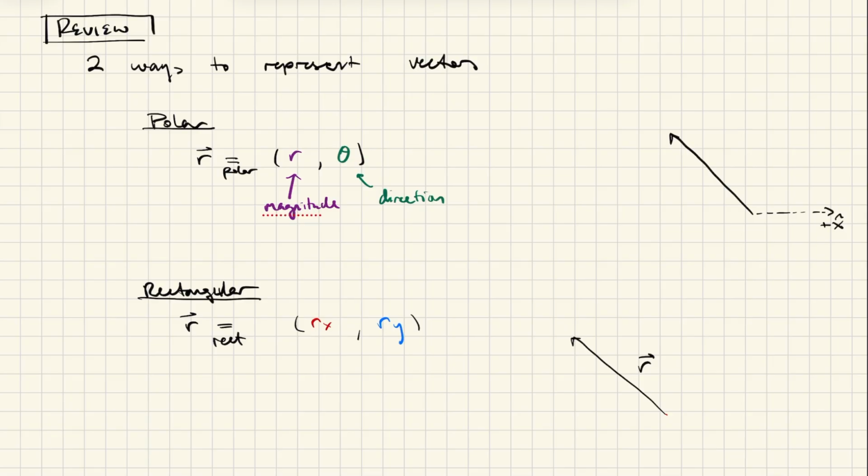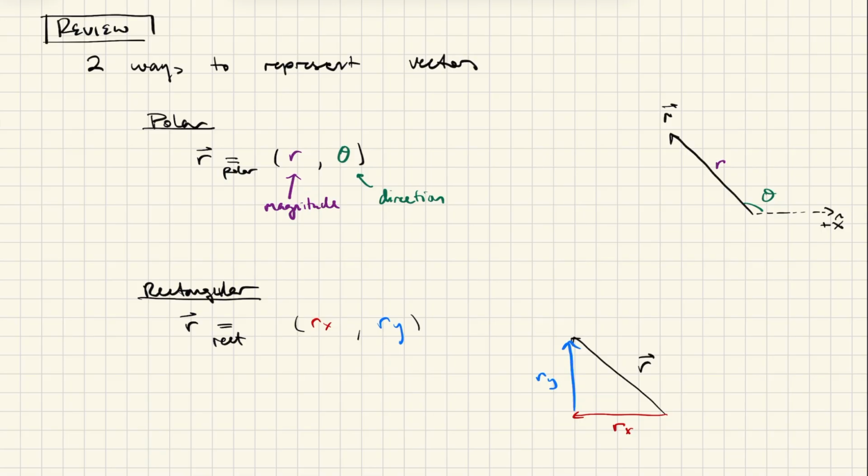So for this vector on the right-hand side here, vector r, the polar representation tells us how long the vector is, and that way we can construct the full vector. The other representation we'll use is the rectangular representation, in which we give the components in the x and y directions. For this vector, that might mean telling someone how far it extends horizontally, the x component, rx, and how far it extends vertically, the y component, ry.